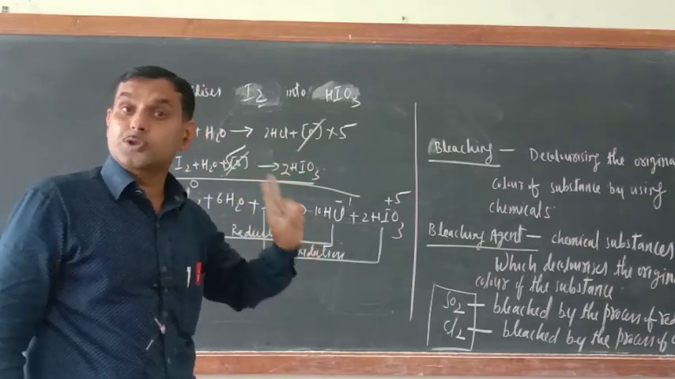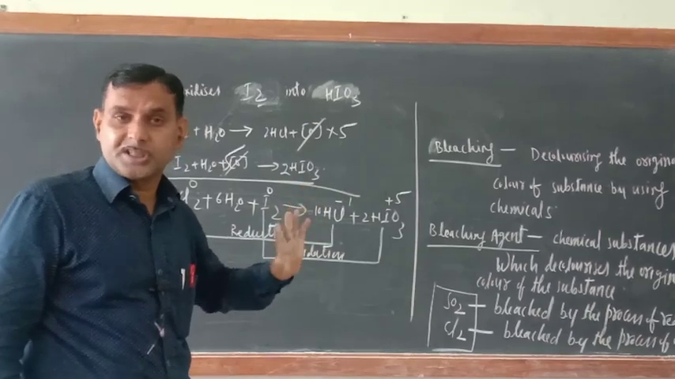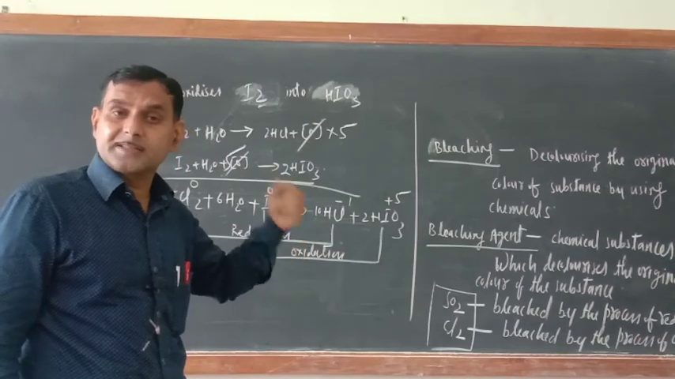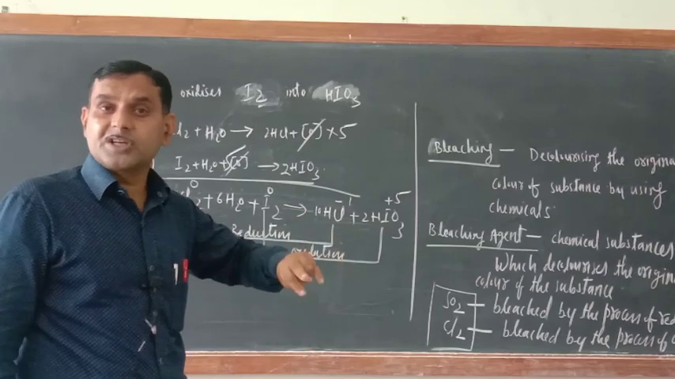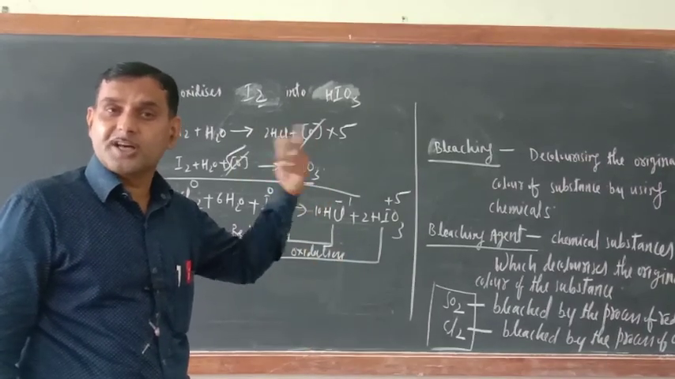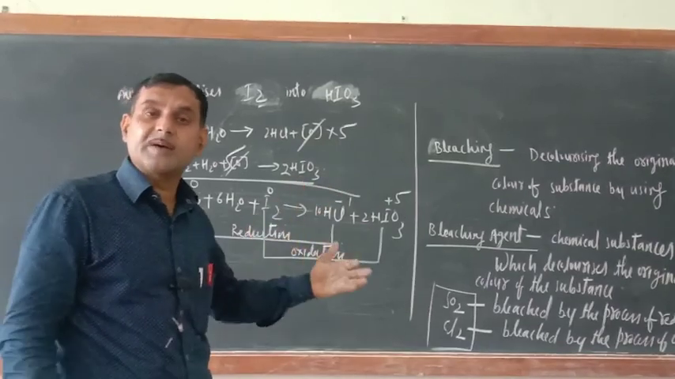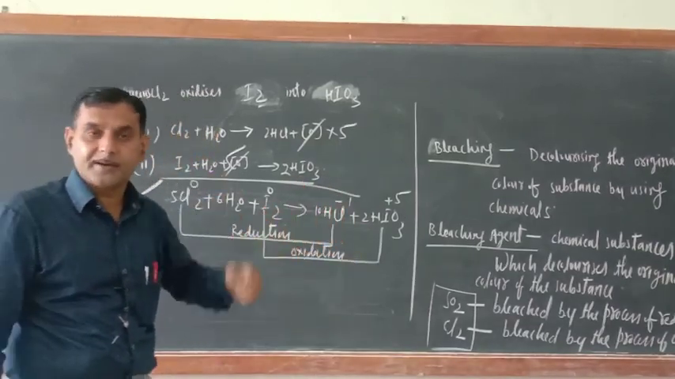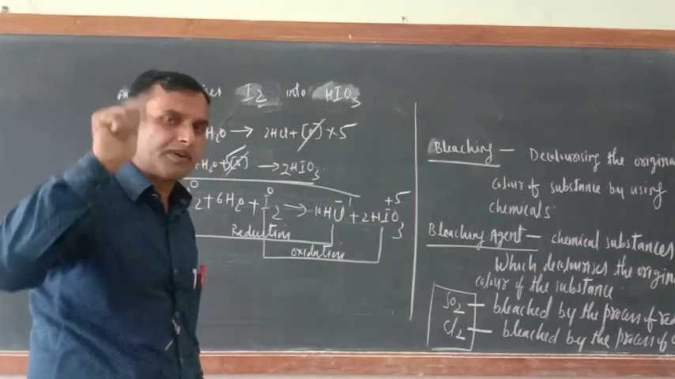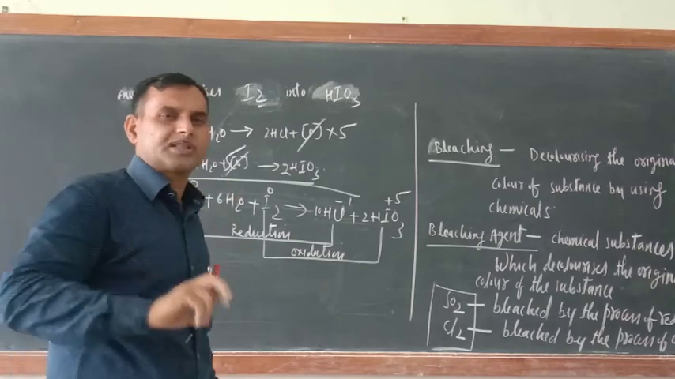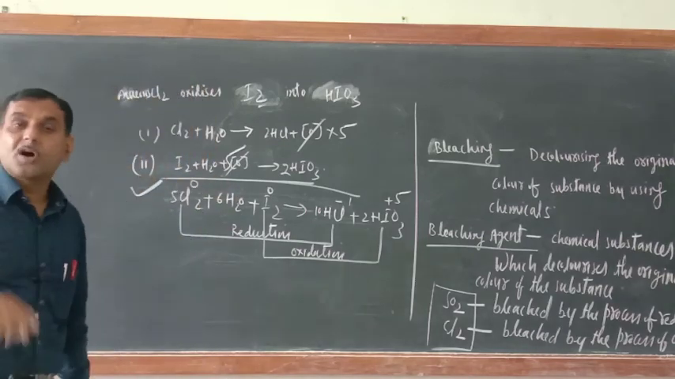That is why whosoever is bleaching by the process of oxidation, their bleaching action is permanent, because the opposite process, that is reduction, requires nascent hydrogen, which is not there in the atmosphere, so they will not regain their original color. That is why their bleaching action is permanent. Those who are bleaching by the process of reduction, what is the opposite process of reduction? The opposite process of reduction is oxidation.